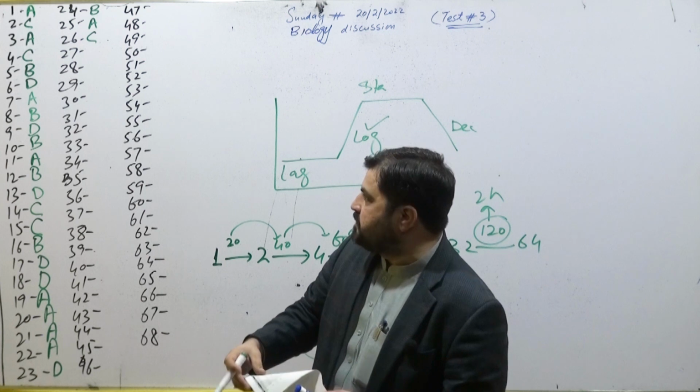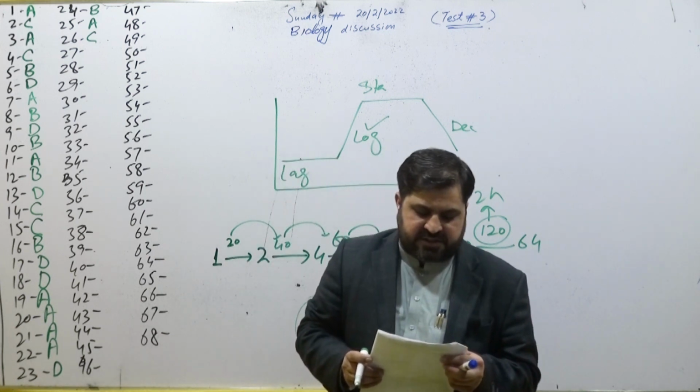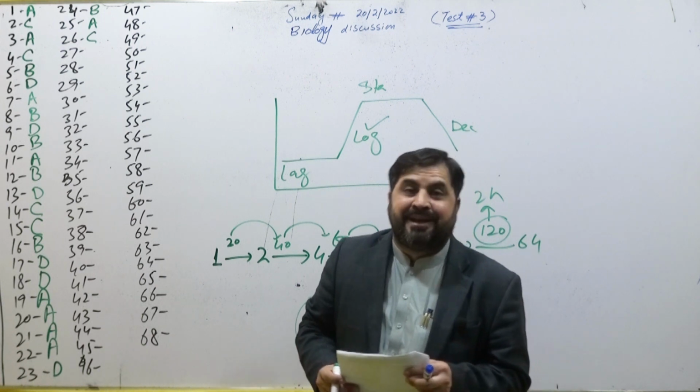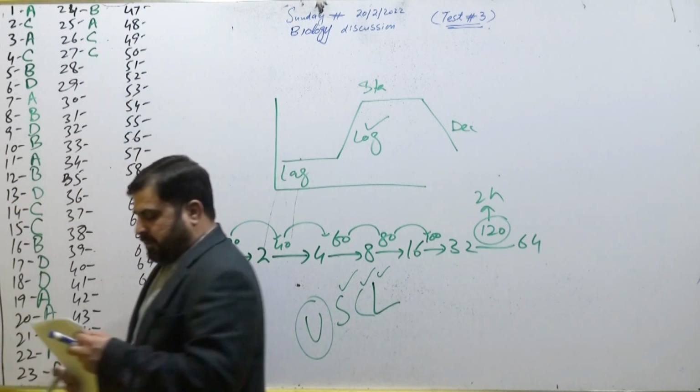Coming toward MCQ number 27, which of these bacteria is resistant to penicillin as it lacks a cell wall? We know that Mycoplasma lacks a cell wall. So that's why the correct option is Mycoplasma.